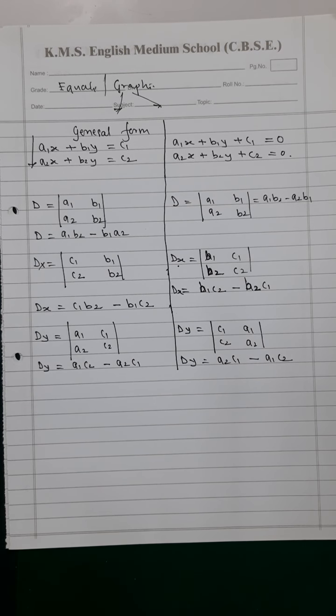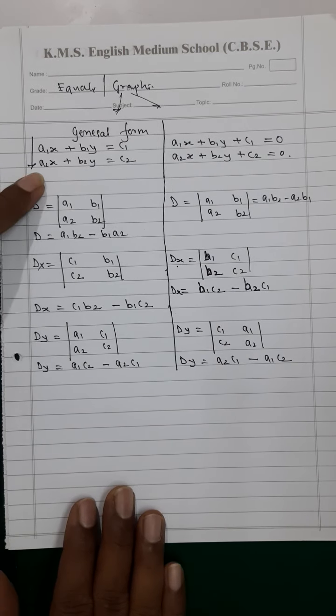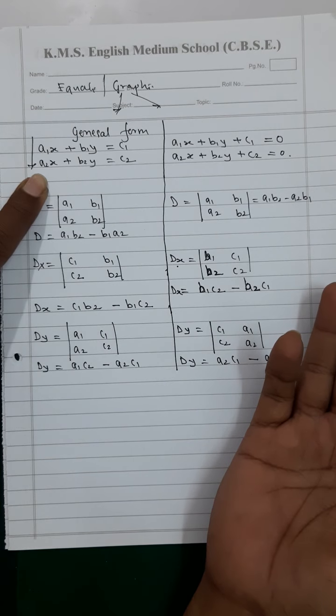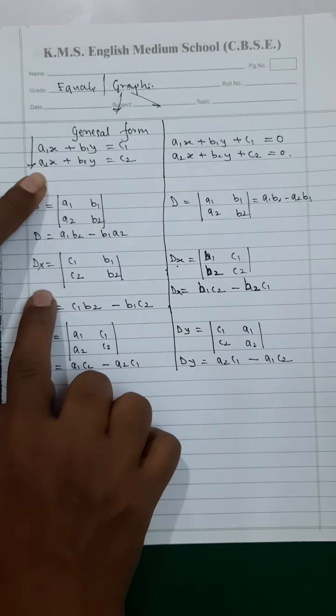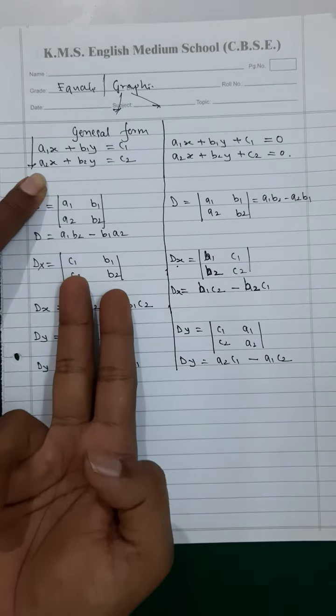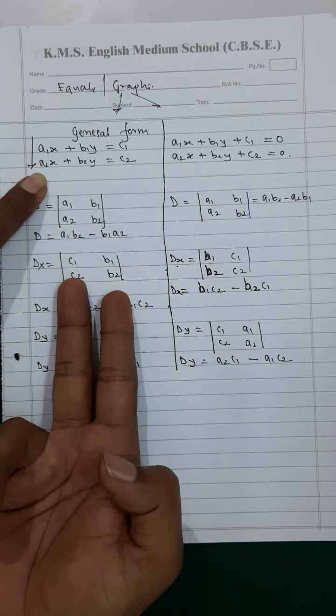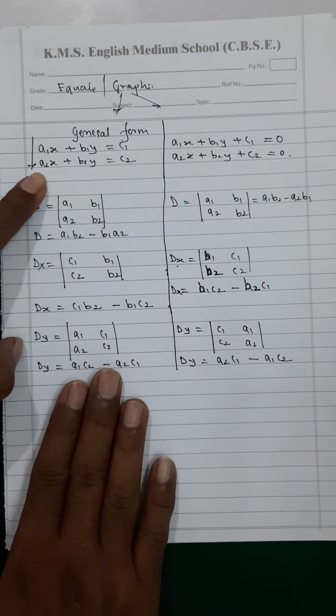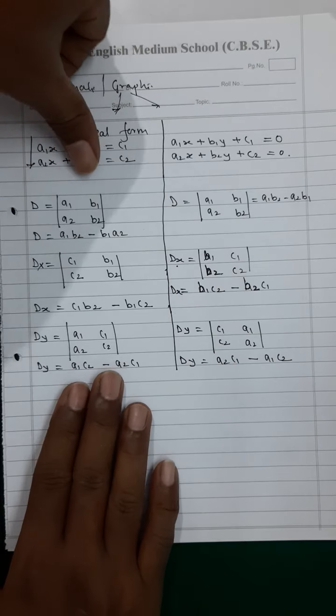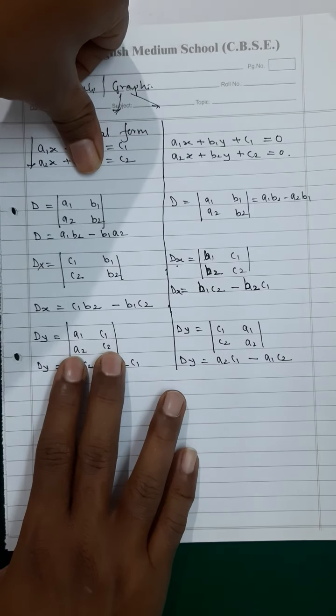See, this is the basic difference, my dear students. Try to understand this. When the general form is a1x plus b1y equals c1, a2x plus b2y equals c2, then for dx you will swap the places of b1 b2 with c1 c2, and you will not swap the places for dy. It will be a1 a2 c1 c2 as it is.